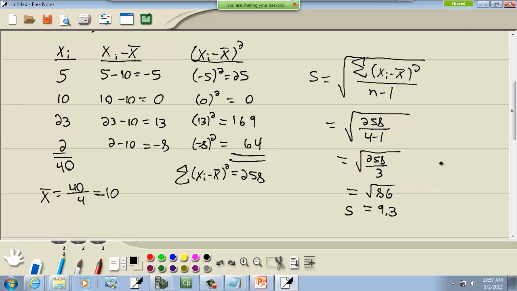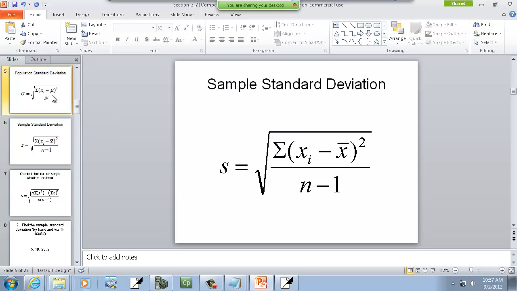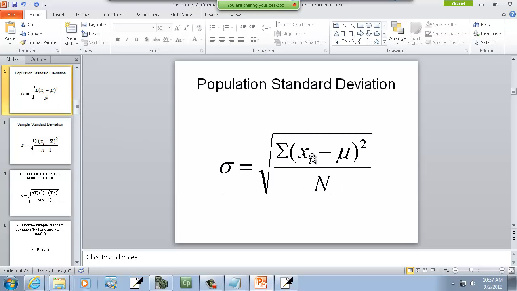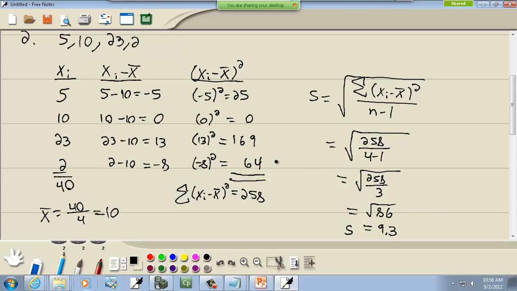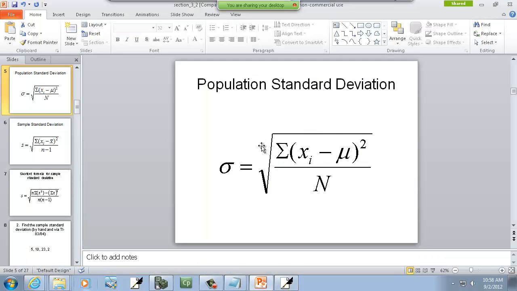Now there's a shortcut formula to do that. Actually, let me mention population standard deviation first. Again, exactly the same formula, but instead of dividing by n minus 1, we just divide by n. So the difference is we divide by 4. I'm not going to actually create that, but you have to specifically look at what they're asking for. Are they asking for sample standard deviation or population standard deviation?